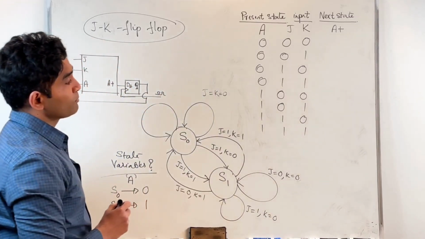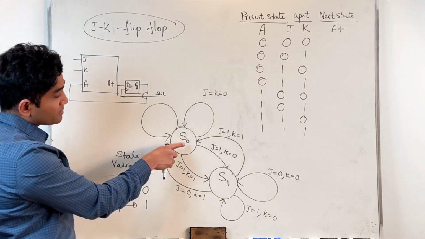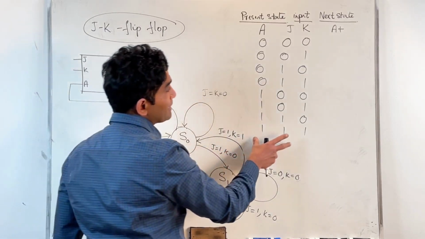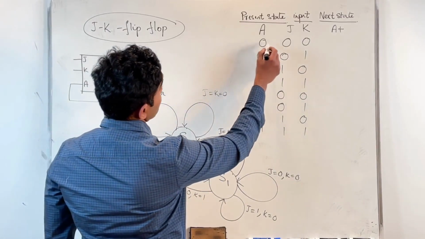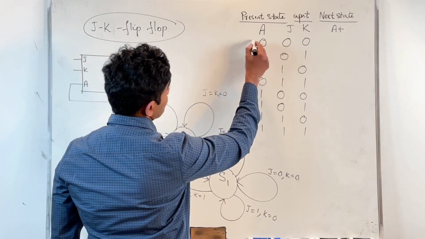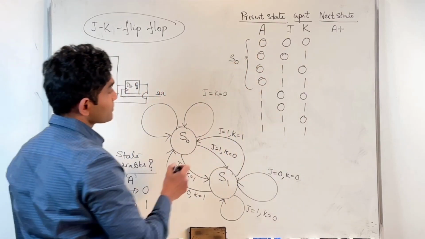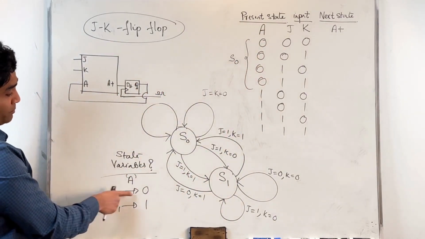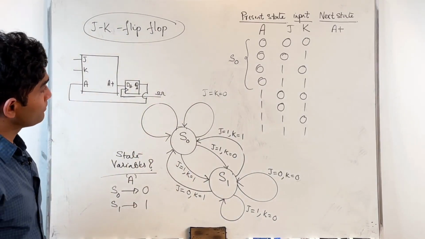Those are all possible combinations. And I will now refer to my state diagram to populate this table. Remember, when my A is 0, this corresponds to the S0 state. That's how I define my S0 state, that's how I encoded my S0 state as 0.